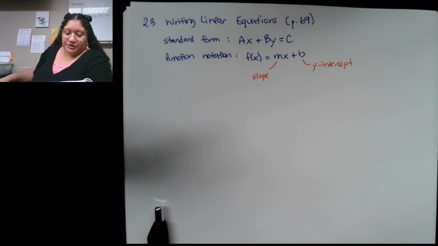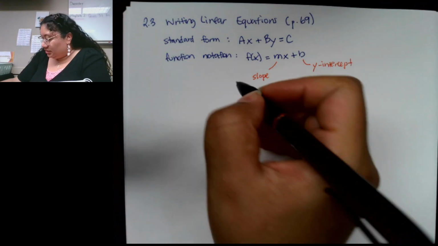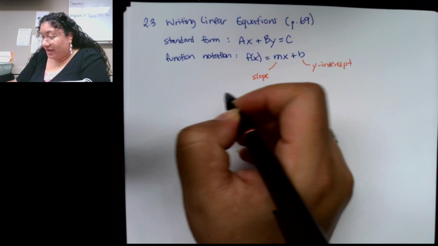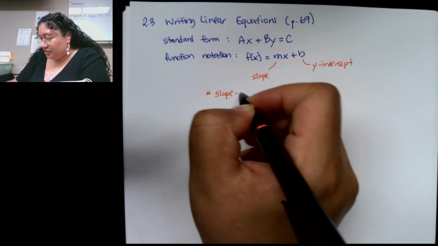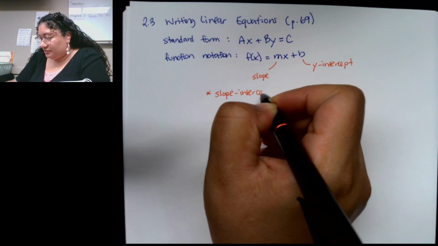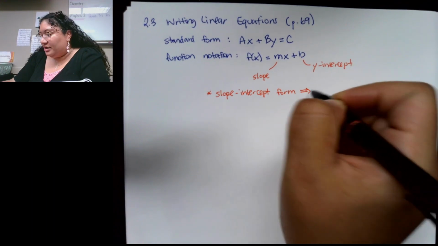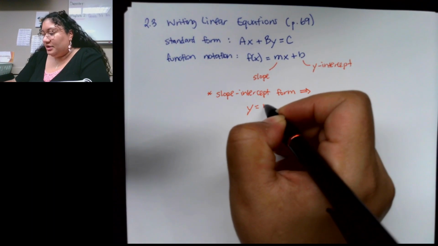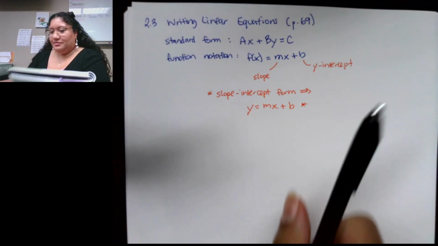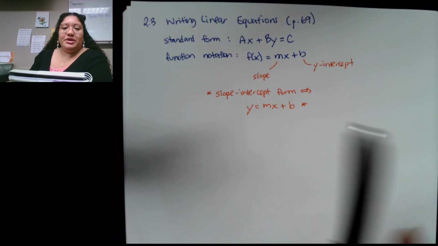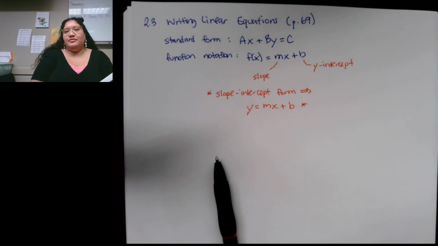this is also called the slope-intercept form when we write it specifically as y equals mx plus b. Okay, so we now have our standard form, our function notation, and our slope-intercept form.